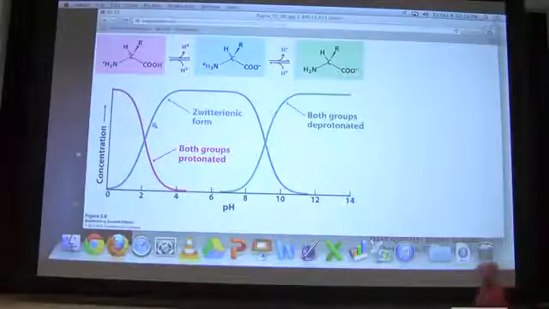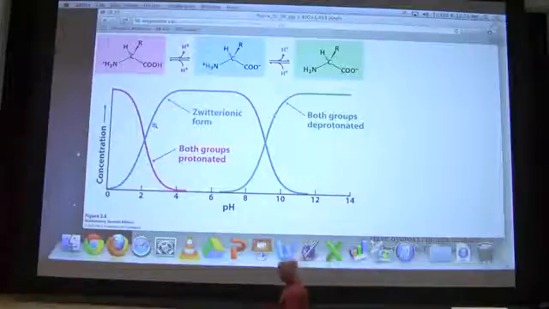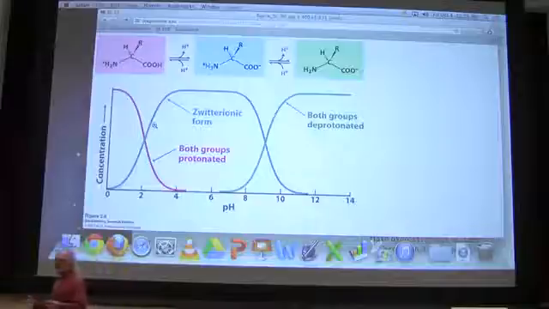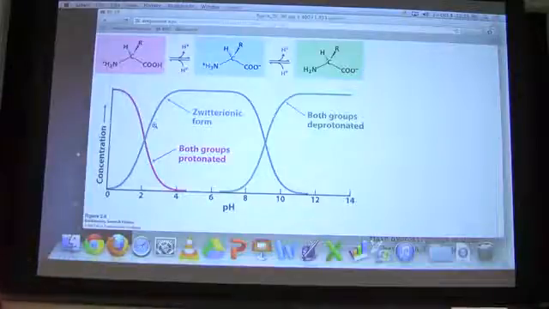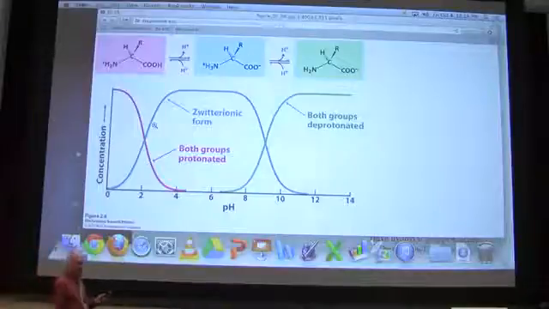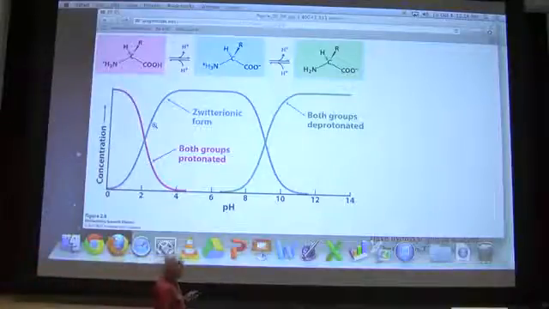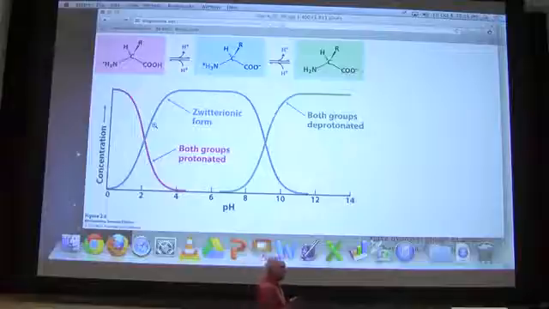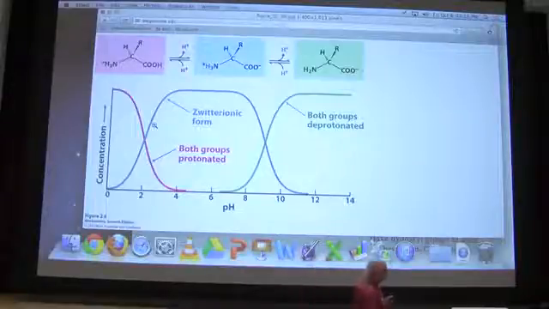Okay? The middle one has lost a proton, and it's lost a proton off of the carboxyl. And I looked through your comments in the recitations, and one of the comments that I saw that was interesting is, well, how do I know which proton comes off first? How do I know which one loses a proton first? The answer is rooted in the pKa.